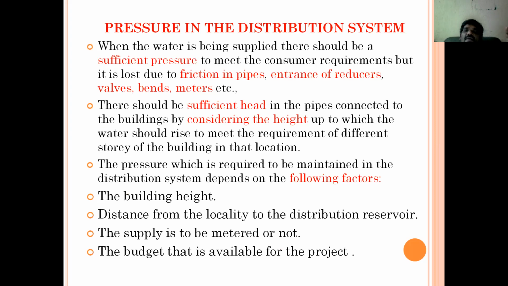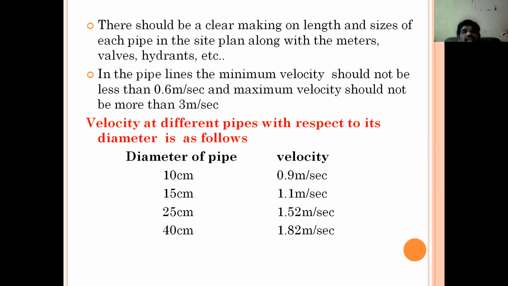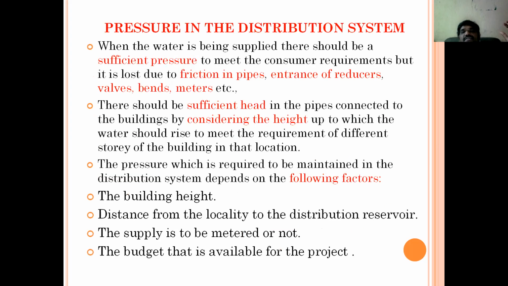We discussed the factors to be considered, and the pressure conditions for different storeys. We discussed overall the points we should consider while designing pipes. What type of pipe should we select? The main pipes have to carry at least 3 times the average demand. The service pipe should carry twice the average demand, and the water demand of various locations should be noted along with those two specifications. And one more specification has been given with respect to velocity and diameter. This is about the pressure in the distribution system.